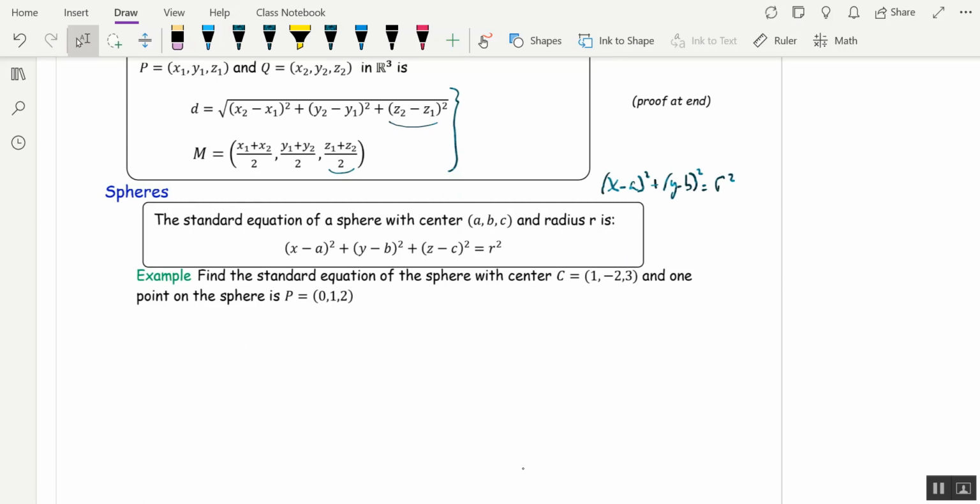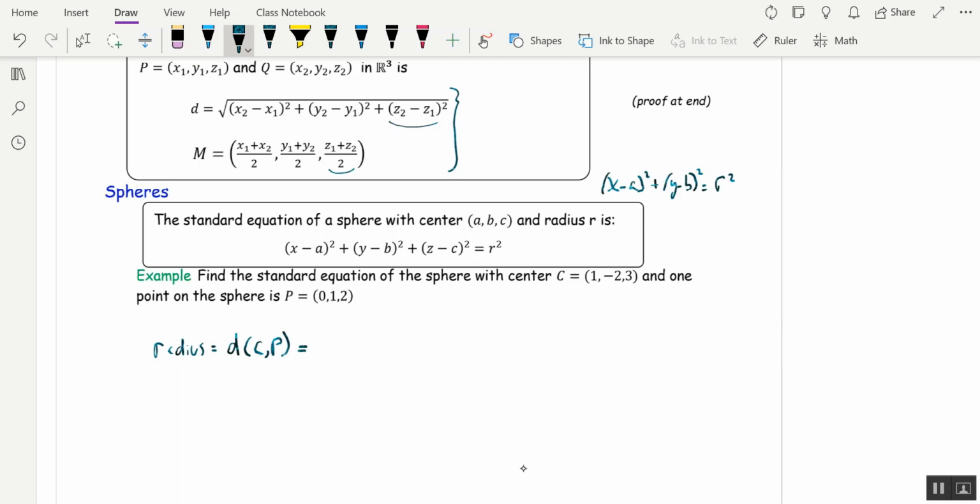We want to find the standard equation of a sphere with center C, and one point on the sphere is given as the point P. So we're already given the center. We're going to need the radius. And that's going to be the distance between the point C and the point P.